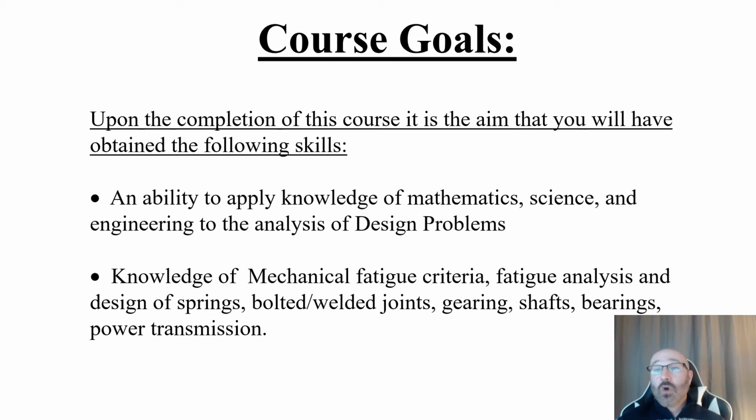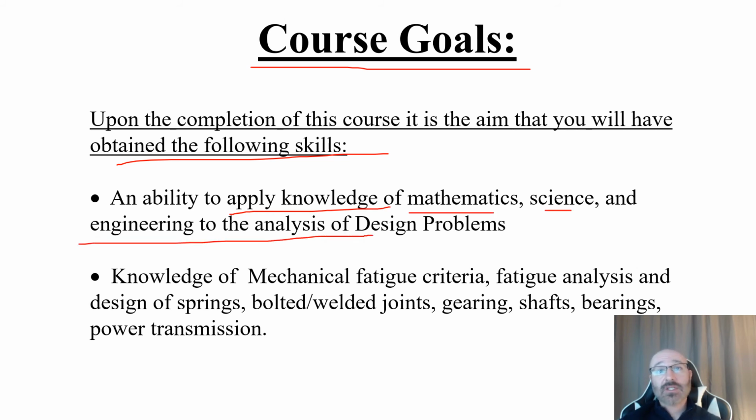So for course goals for this ME 171 Design of Elements course, upon completion, the aim is that you'll be able to obtain the following skills. The main skill here is the ability to apply knowledge of mathematics, science, and engineering to the analysis of design problems. And this is where I'm going to spend a little bit more time talking about how to set up our solutions, how to do hand solutions, the format and template that I expect you to utilize for the homework assignments and exams, and just in general, any type of engineering problem.